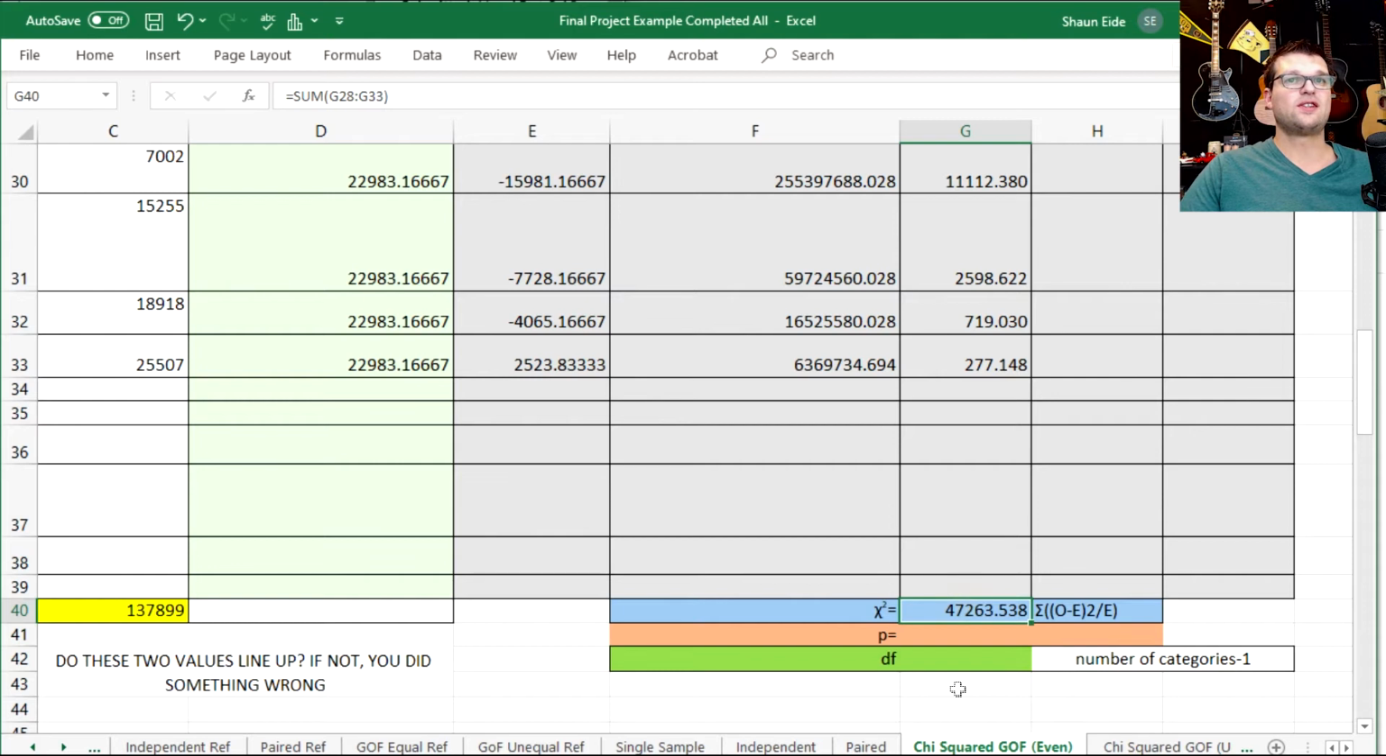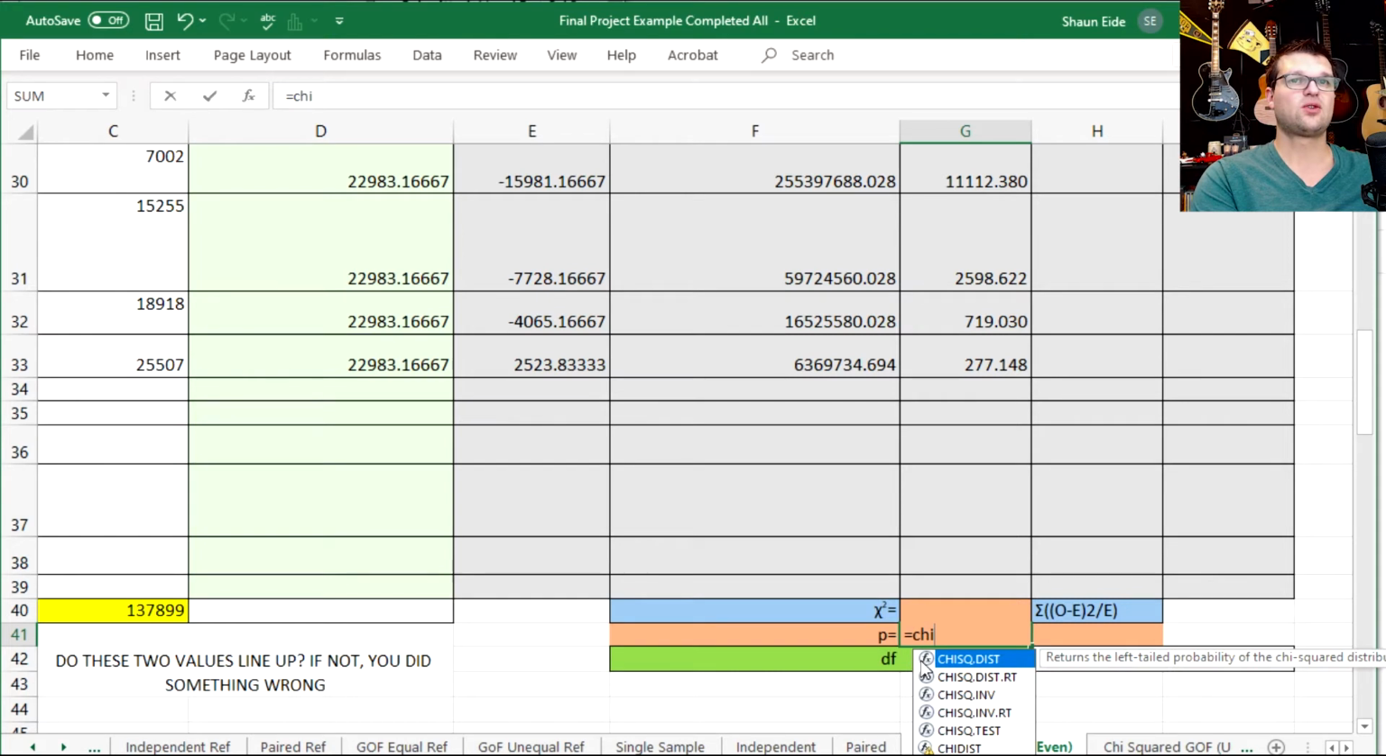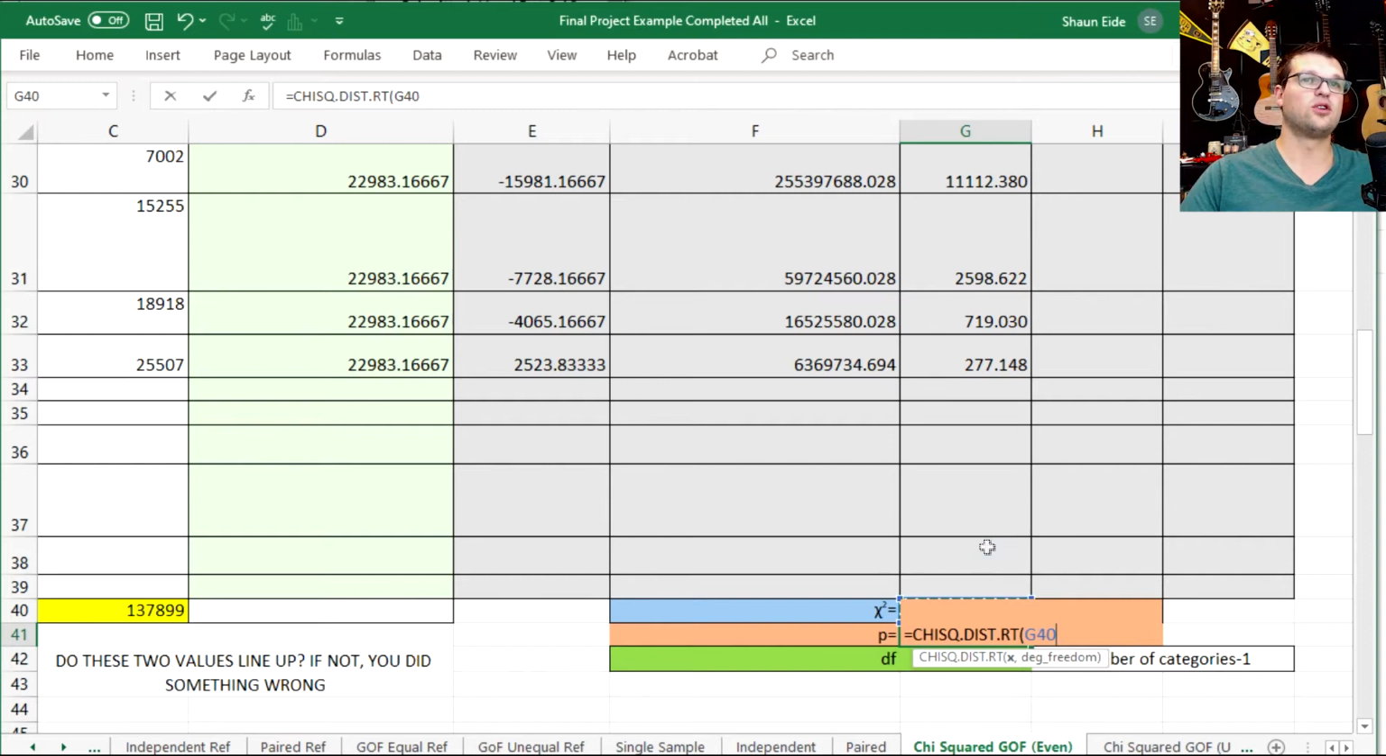Okay, so this is a chi-squared value, and I will tell you right now, this chi-squared value is huge. Absolutely massively huge. And just to show you how huge it is, I'm going to do equals CHISQ.DIST.RT, and we're going to put in the chi-squared value. So I just put in G40.